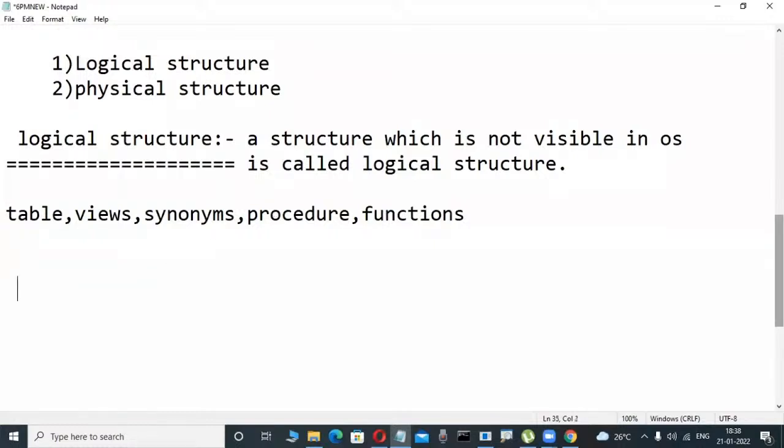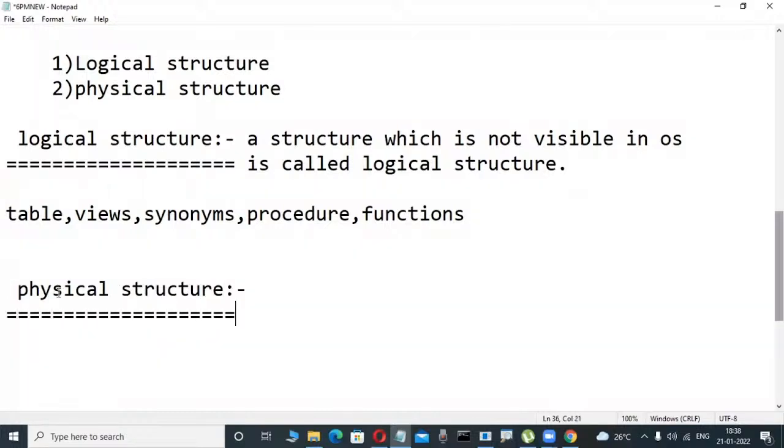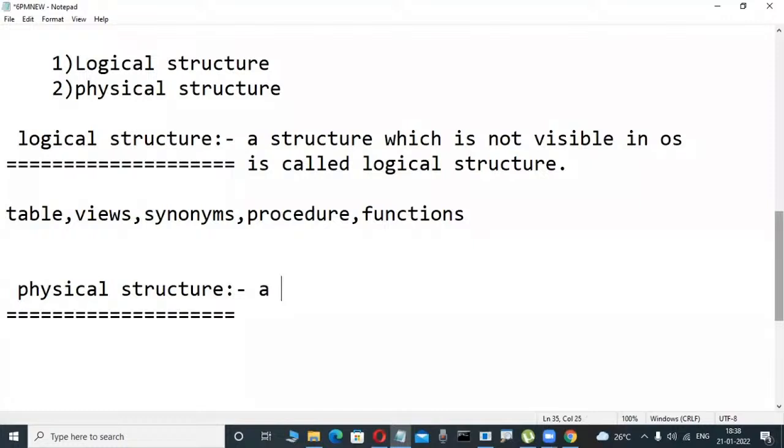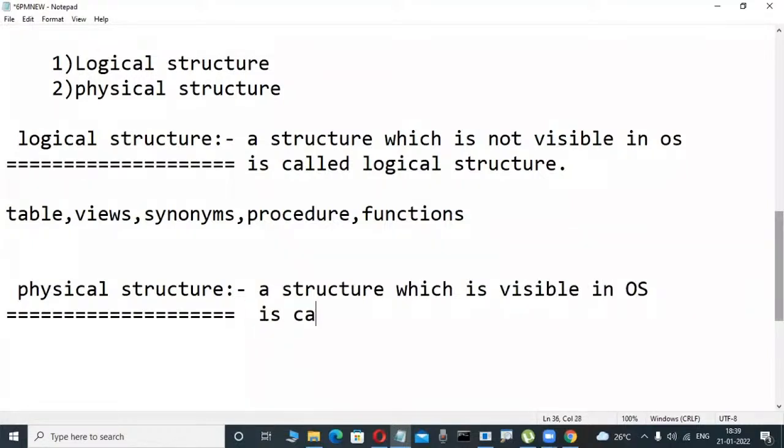Now observe it here. What is a physical structure? Don't write it. Just roughly observe it here, for idea purposes only. What does a physical structure mean? This is the opposite. A structure which is visible in the operating system, visible in the OS, is called a physical structure.